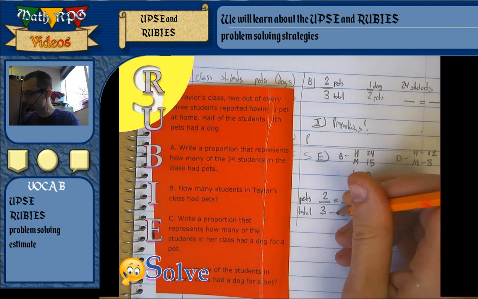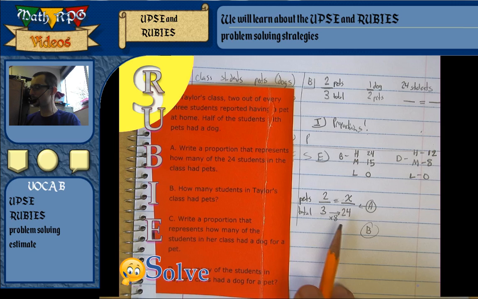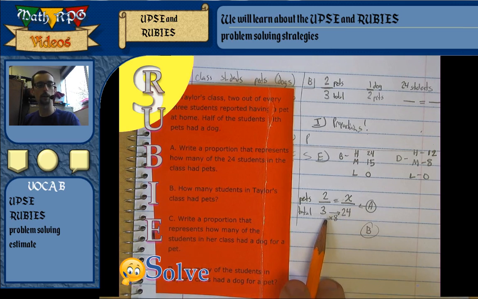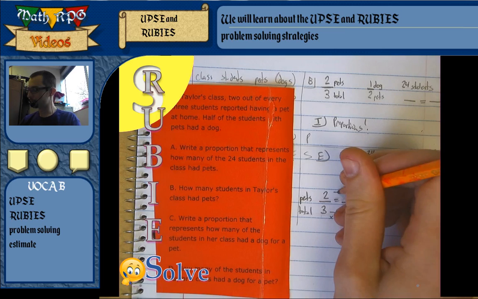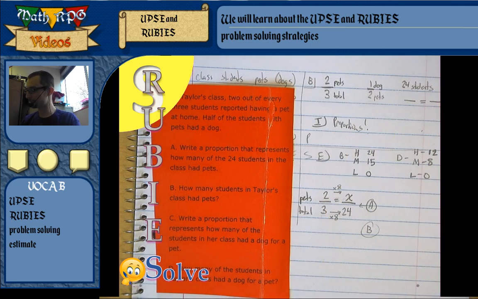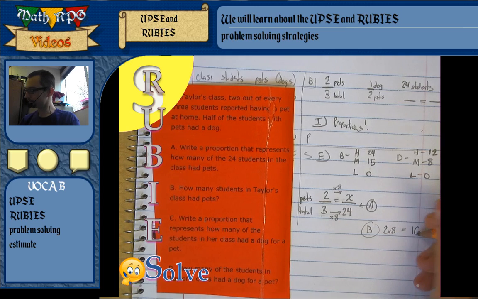Well, I can get from 3 to 24 by multiplying by 8. If I multiply that by 8, I get 3 times 8 is 24. But my rule for the proportion is whatever I do to one side, whatever I do to the bottom, I have to do to the top as well. So I'm going to multiply. And I'll give you my answer. So my answer is going to be 2 times 8, which is 16. Right? So there are 16 students with pets.